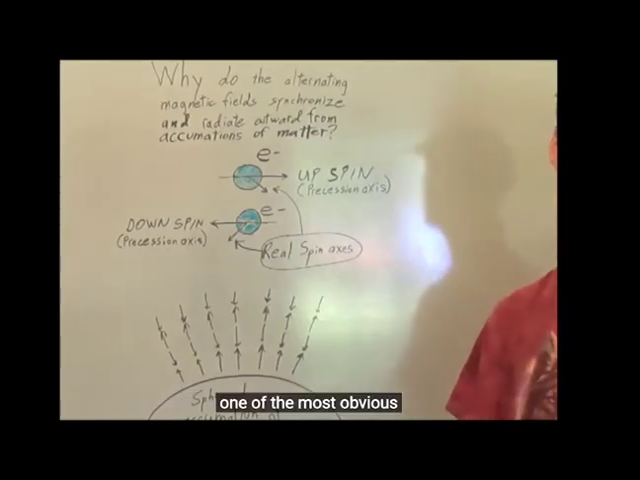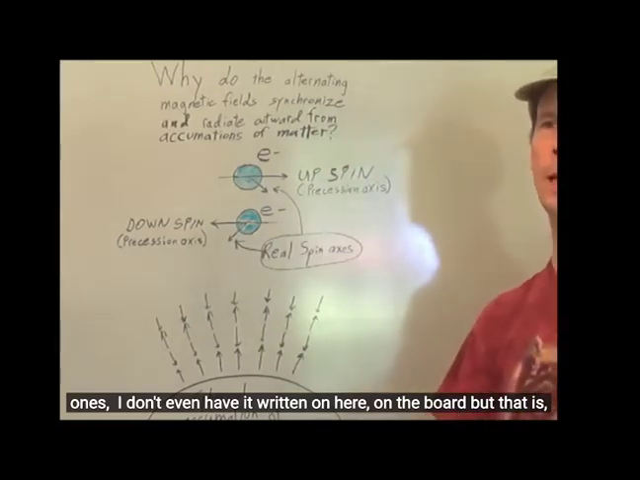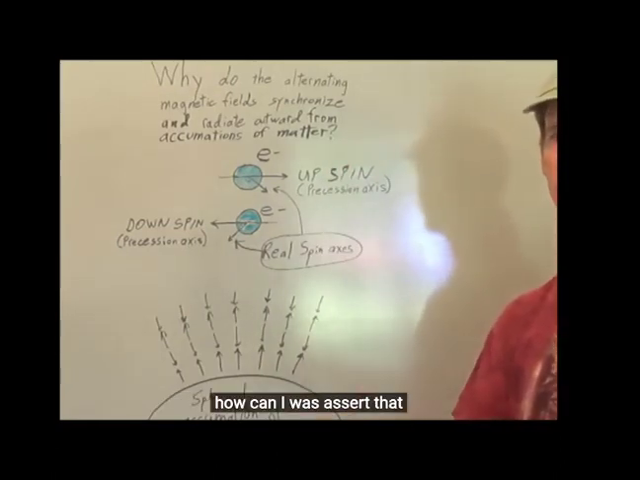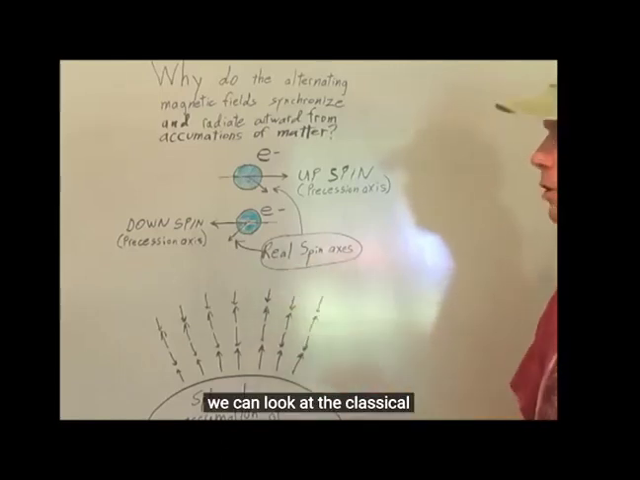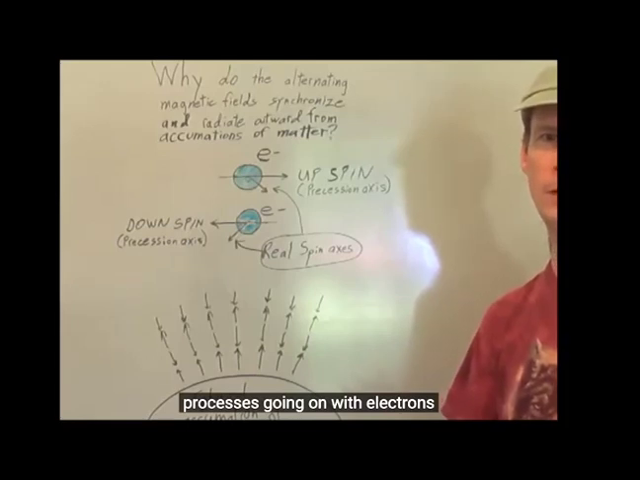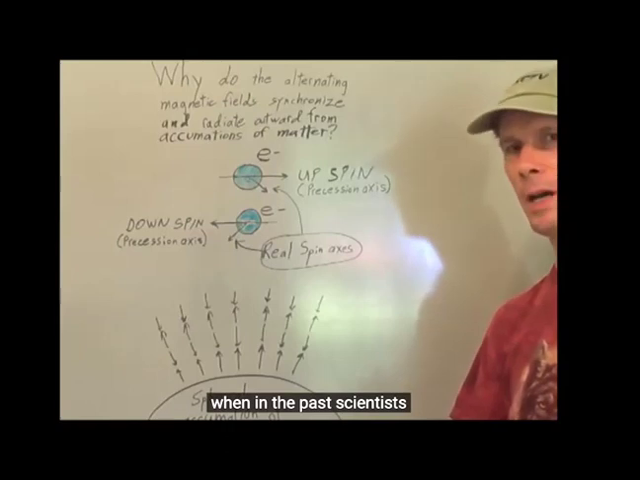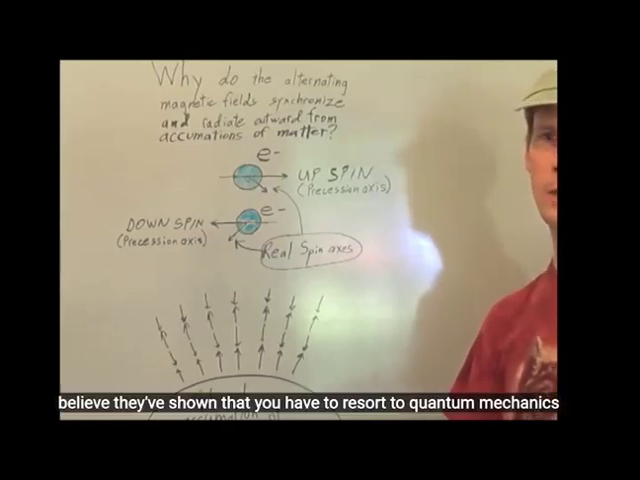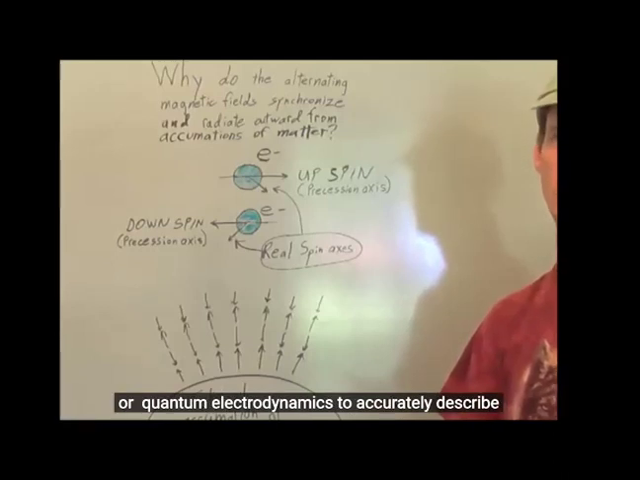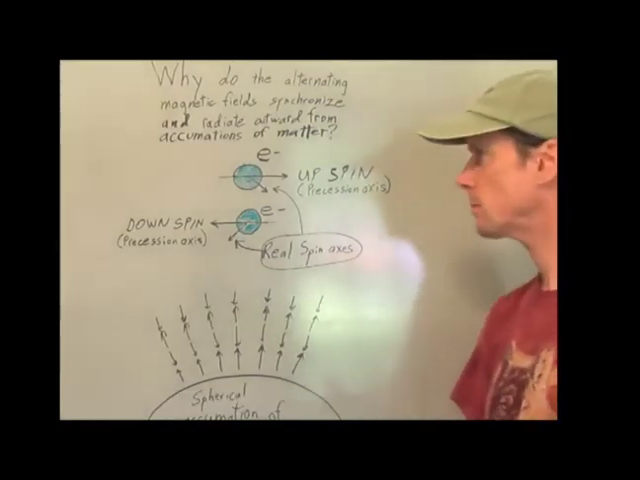One of the most obvious ones, I don't even have it written out here on the board, but that is, how can I assert that we can look at the classical processes going on with electrons and say they actually work, when in the past scientists believe they've shown that you have to resort to quantum mechanics or quantum electrodynamics to accurately describe the characteristics of an electron.